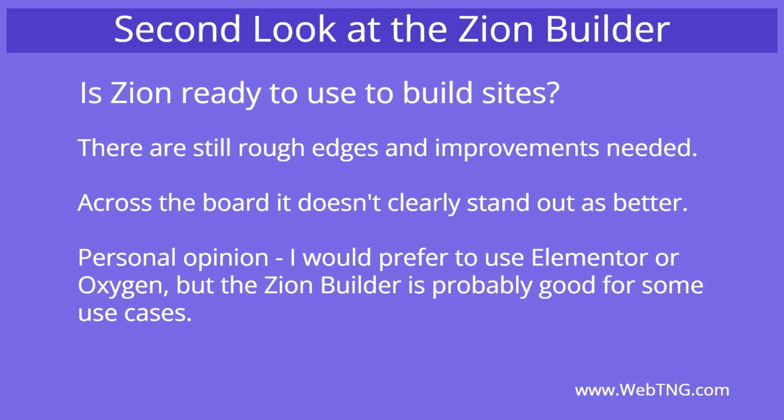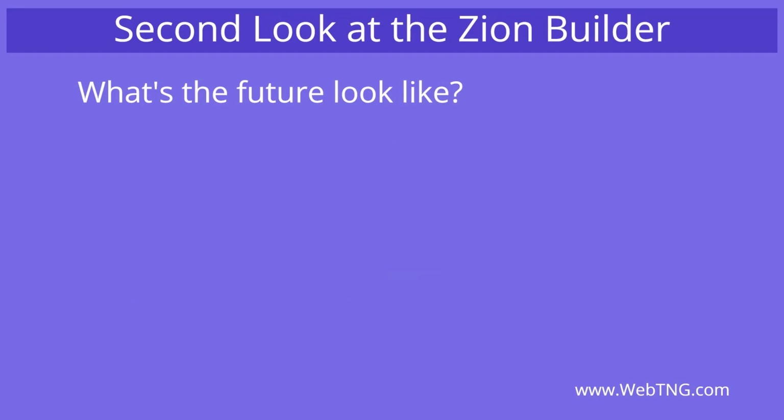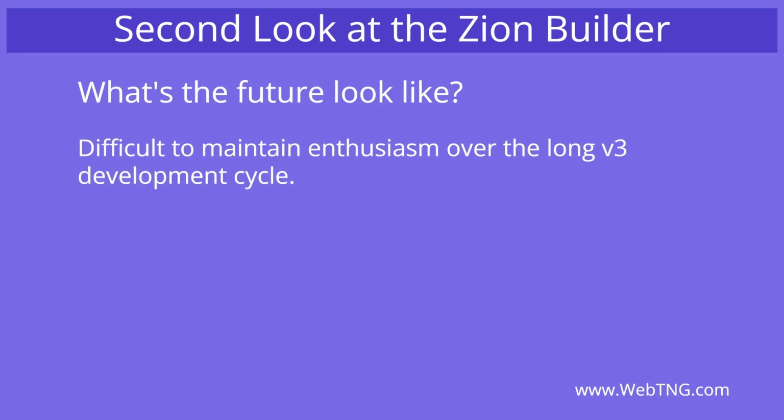The third question: how do I feel about the future of the Zion Builder? My answer to this is obviously speculative and a personal assessment. One thing I noticed was that the Zion release prior to version 3 was in the middle of September 2021. So version 3 was almost 6 months in development. That seems like a long time.